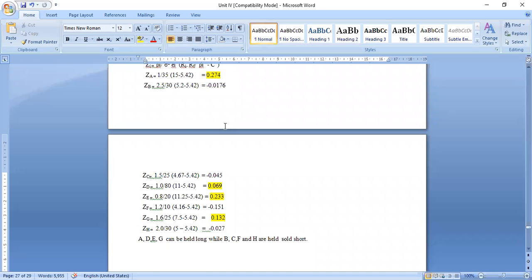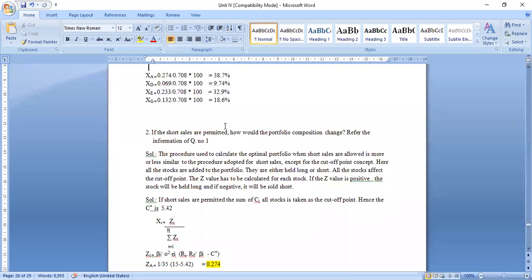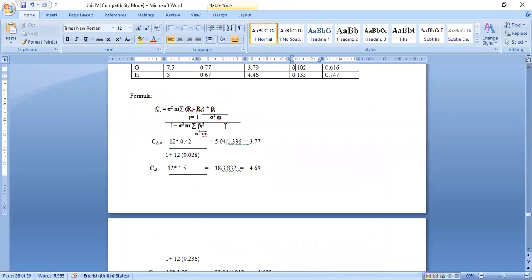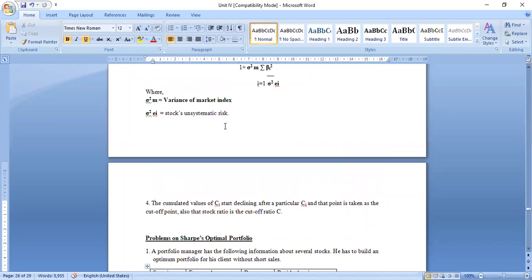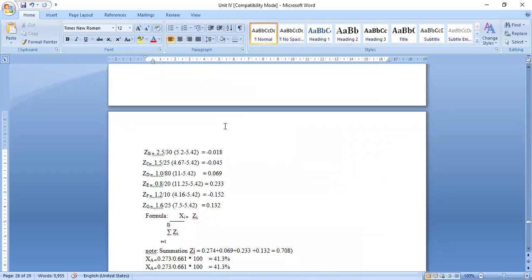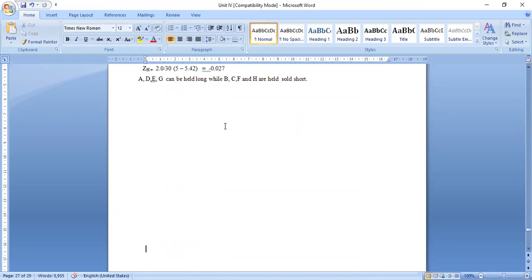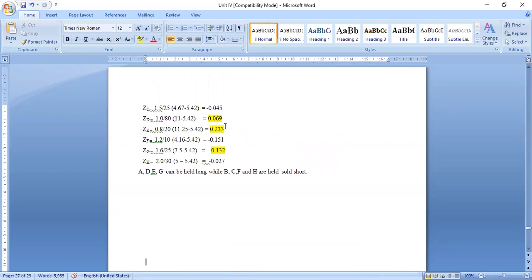So with short sales, the change is only towards proportion of investment. Rest of the things will remain same as that of calculation that we have shown here. So you have to do the same calculation here with all the formulas, and only this aspect will change, that is construction of portfolio in case of without or with short sales. Okay, there you're going to show the proportion of investment. Here, as you're having with short sales, we are going to arrive at a conclusion of this. All the positive values will be held long and all the negative values will be sold short. Okay. So with this, we will complete unit 4.